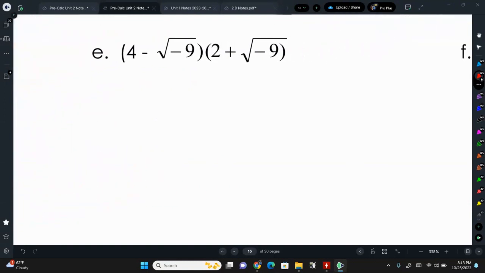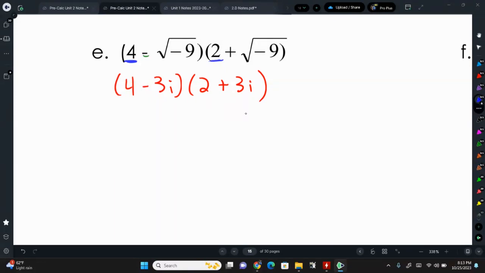Letter E. You may notice we have minus negative square root of 9 plus square root of 9. Can we do our little shortcut where we multiply just the first things and the last things? We can't, because the first things are different. So we are going to have to FOIL this eventually. But first, I would write this as 4 minus 3i times 2 plus 3i. Change the square root of negative 9 to 3i.